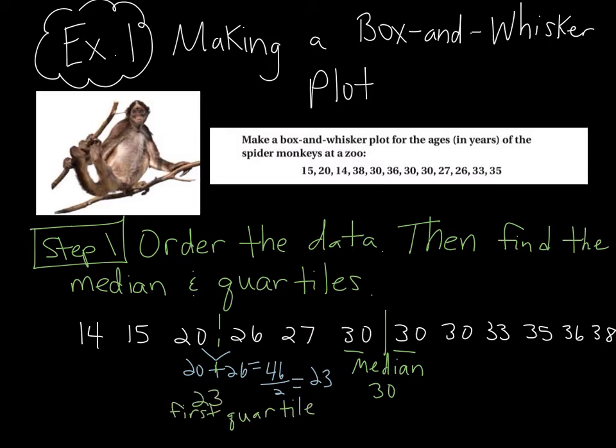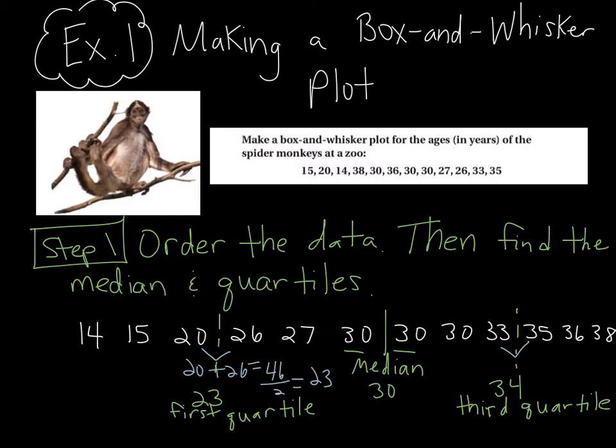And then for our upper half of data, again, we've got 1, 2, 3 here and 1, 2, 3 here, so it's going to be somewhere between the 33 and 35. And again, you can simply add those 2 together and divide by 2, or you can notice that exactly between 33 and 35 is going to be the number 34. So you can save yourself a little side math when that kind of thing happens, and you'll know that that's the third quartile.